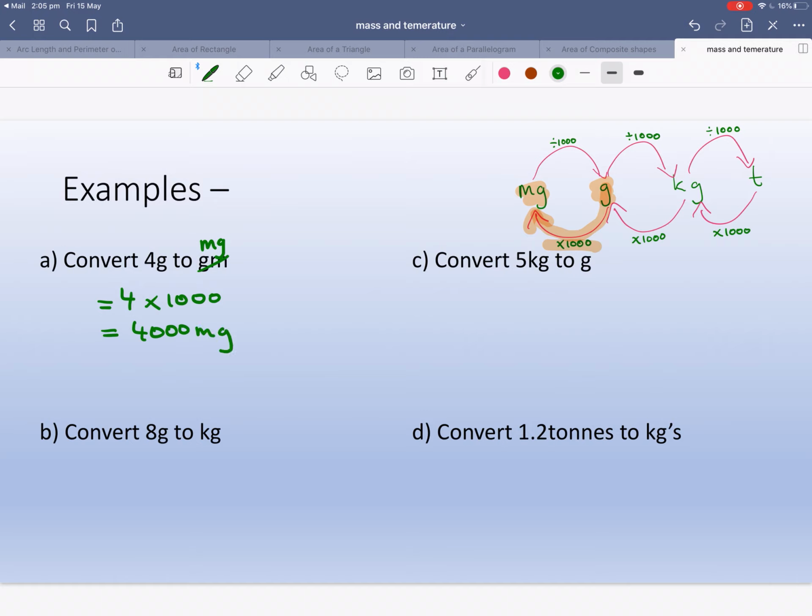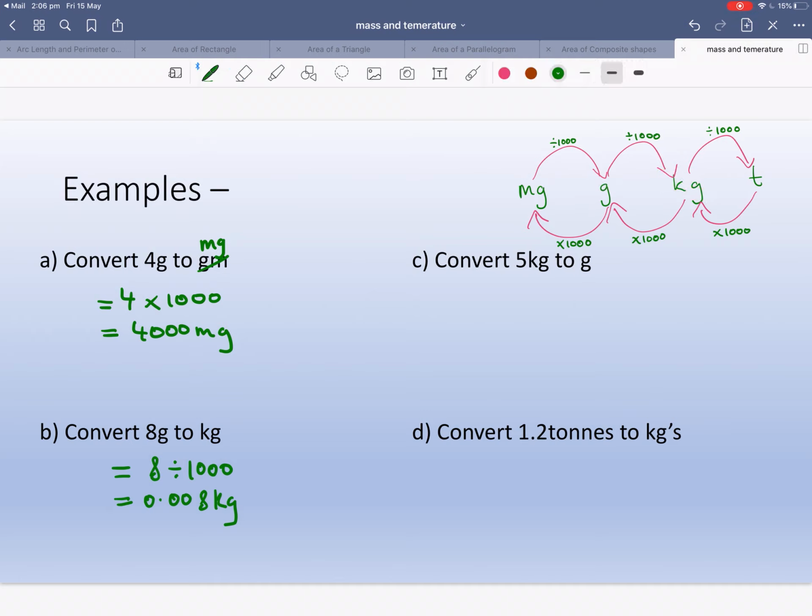B, I'm just going to rub that off because we're going to use that all the time. 8 grams to kilograms, so we're going from here to here. So we're going to follow this path, which means that we're going to divide by 1,000. So let's do that. 8 divided by 1,000. And we just pop that in our calculator, and we get 0.008. And what unit are we? Kilograms, because we went to kilograms.